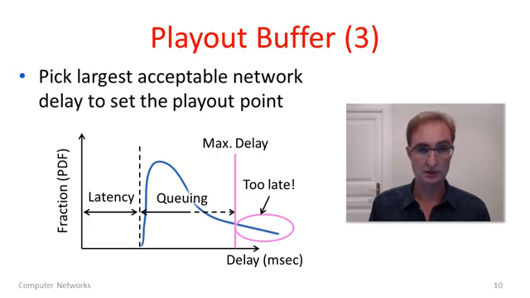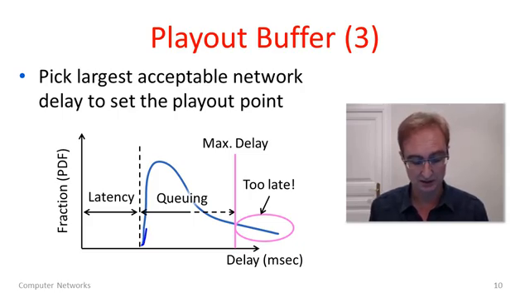Now let's look at a play-out buffer in this other graph. Here we're back to our PDF that's showing the fraction of network delay for the different packets. Here's the PDF curve again. What we're effectively doing with the play-out buffer is choosing some upper bound on the network delay that we're willing to tolerate.